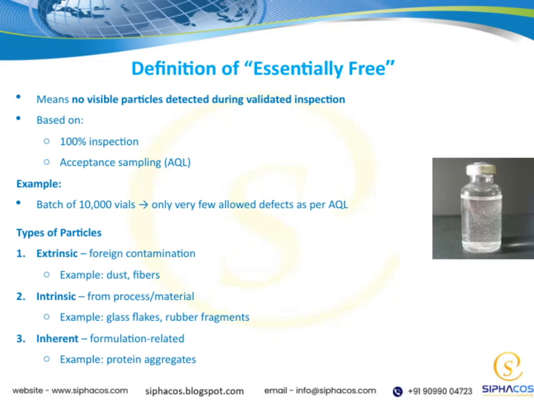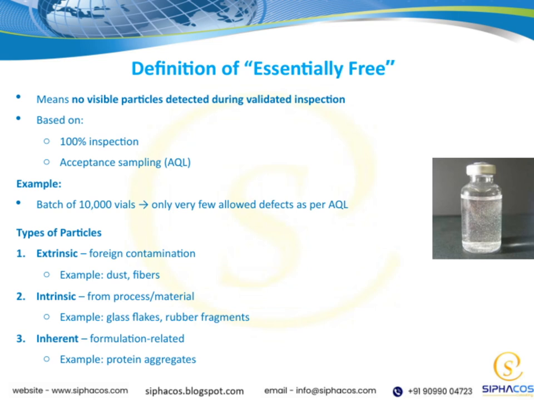When we talk about something being essentially free, we mean that during a validated inspection, no visible particles are detected. This isn't just a casual observation. It's based on rigorous testing methods like 100% inspection and acceptance sampling using an AQL, or acceptable quality level. For example, if you have a batch of 10,000 vials, only a very small number of defects are allowed, according to the AQL standards.